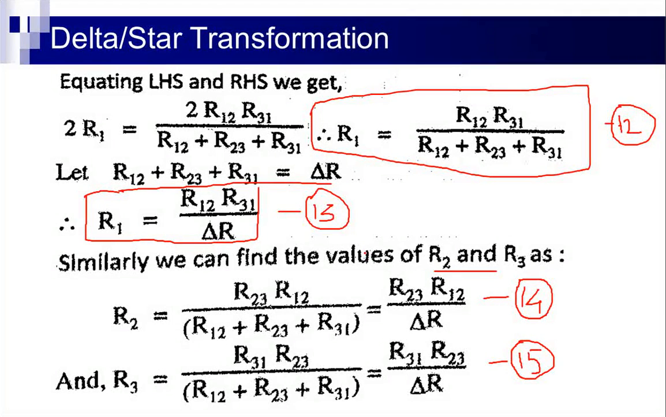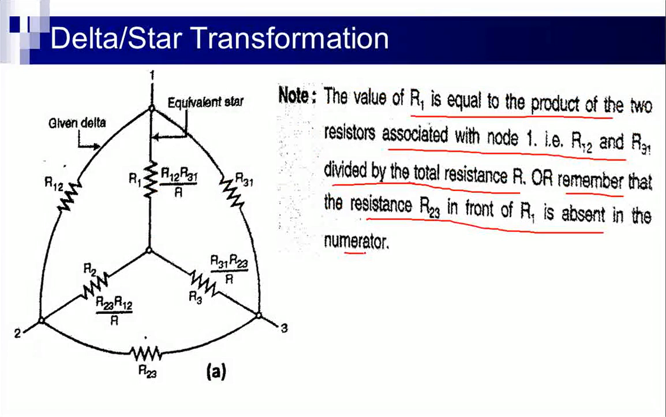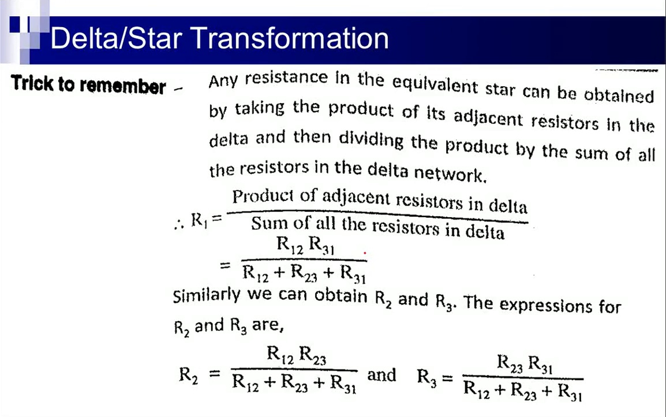Otherwise, to solve numericals on delta star transformation, keep this slide in mind. Keep this trick in mind so that you can easily find the resistances connected in the equivalent star connection. Any resistance in the equivalent star can be obtained by just taking the product of its adjacent resistors in the delta and dividing the product by the sum of all resistors in the delta network.